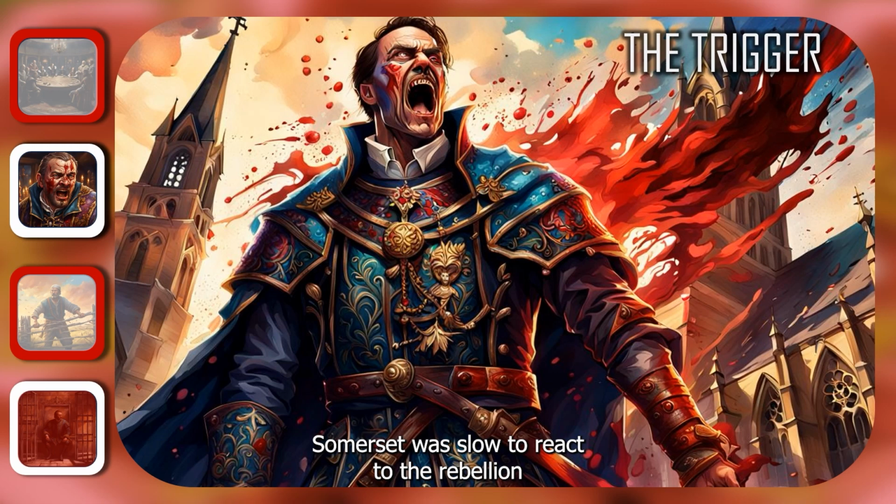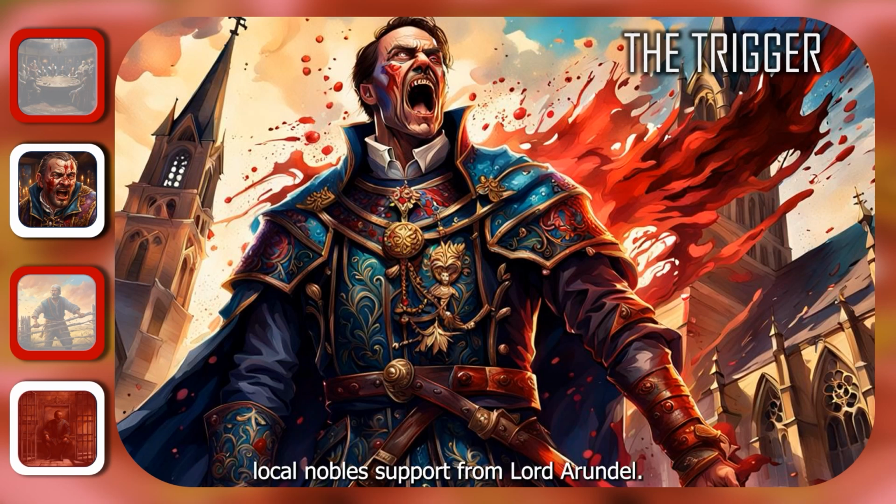Somerset was slow to react to the rebellion, as he was distracted by the French campaign. Therefore the mob were allowed to get away with the murder, and they gathered further momentum, snowballing this from a local, isolated incident to a region-wide rebellion. It then became more organized when it received local noble support from Lord Arundel.